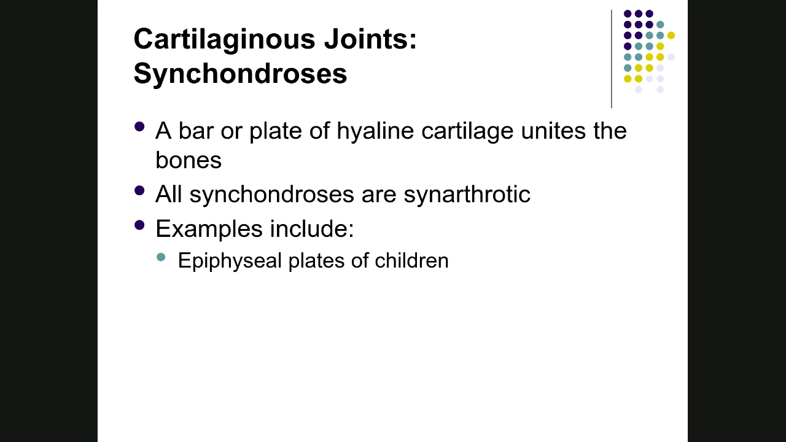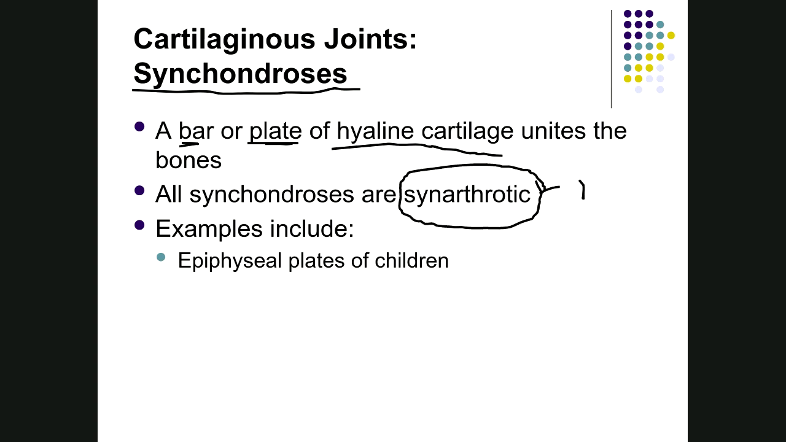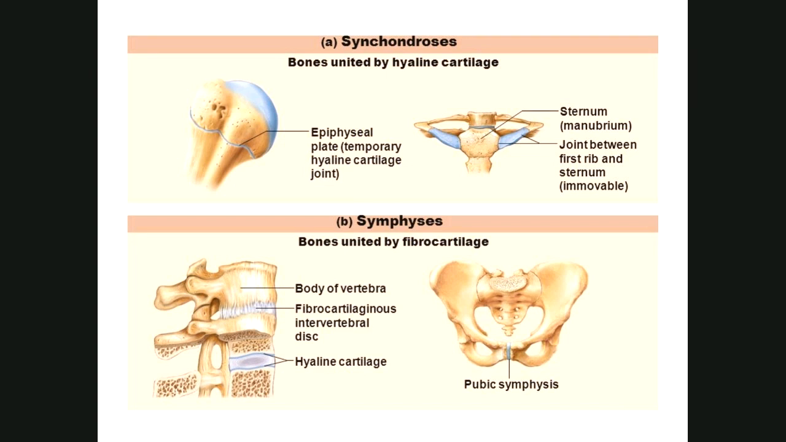Let's look at synchondroses first. So again, it's hyaline cartilage. It's usually like a bar or a plate. Well, these joints are completely immovable. They're synarthrotic, no movement whatsoever. And the best example of these is the epiphyseal plate, which we just looked at. And obviously, there's not going to be any movement right here. You're not going to have any because that's so tight. There's no cavity, no space. It's just this bar or plate of cartilage right here. And it's holding these two parts of the bone together.